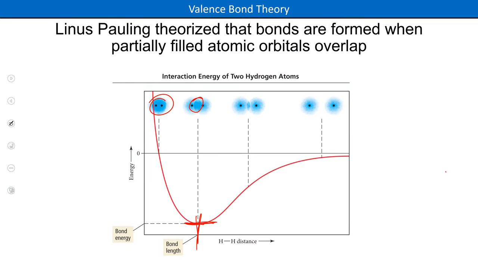We can make the orbitals overlap even more if we got them even closer, right? But the nuclei are repelling each other because they're both positive. So that's why this line basically goes up off into infinity until you get them so close that you actually have a fusion reaction happen. And so what you really have is this area down here where these atoms are sitting an average distance apart.